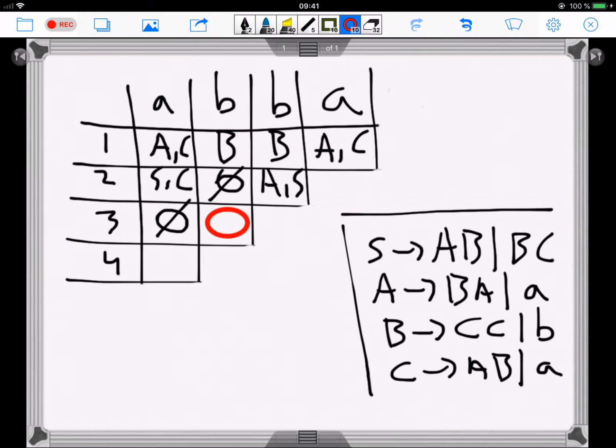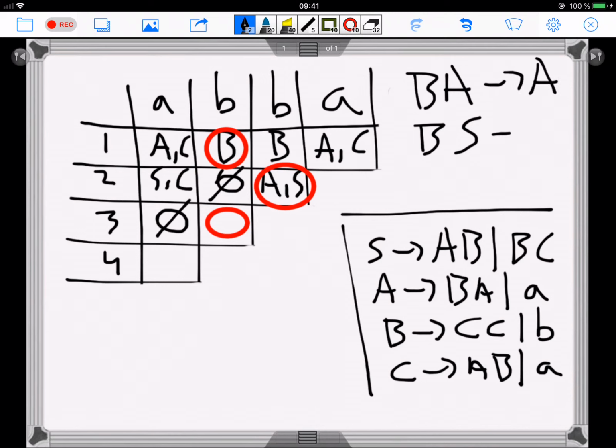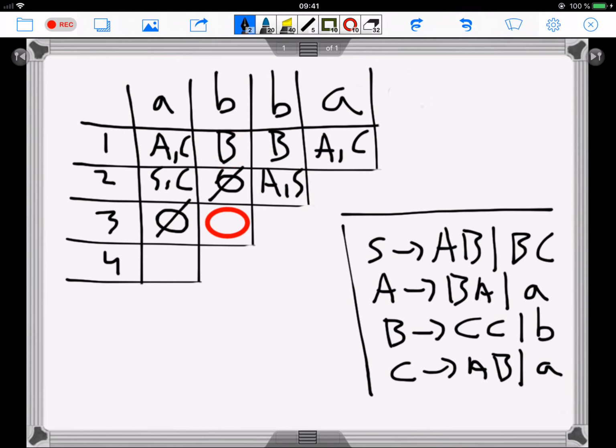For this cell here, we consider this cell with this cell, and the options are BA and BS. BA is generated just by A, BS is not generated. So here we are going to have A.